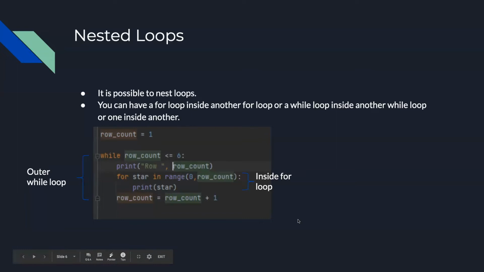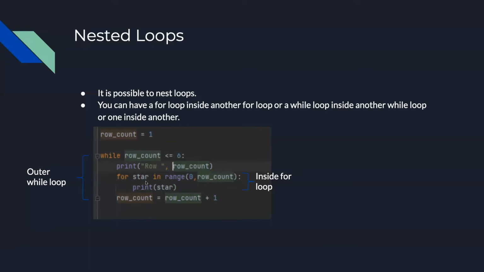So in this particular case, we have our row count. We're setting it equal to 1 at first. And then in our while loop, our outer while loop, we check while row count is less than or equal to 6. So in our first iteration, row count is 1. So we print row and then the row count. So we're going to get row 1 on our first iteration of the loop.